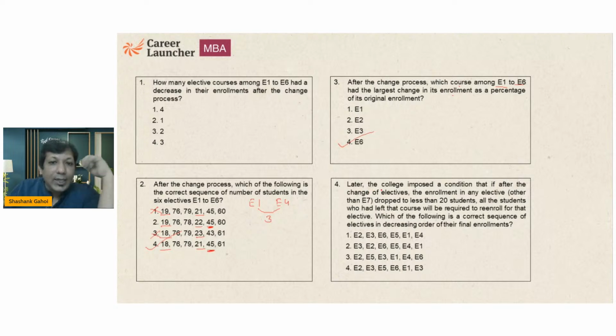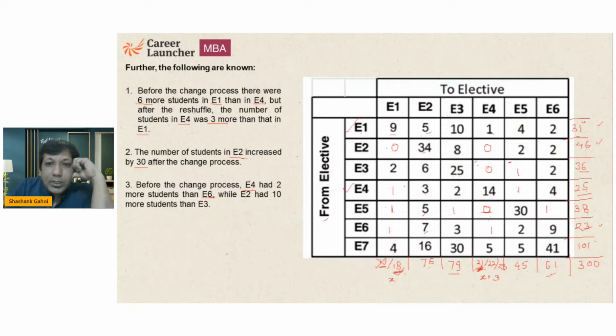Okay. Later, the college imposed a condition that after the change of electives, if the enrollments in any elective dropped to less than 20, then all the students who left the course will be required to re-enroll for that course. Now, which is the correct sequence of the electives after the decrement? Okay. So, which elective has less than 20 students? That is only E1. E1 had 18 students. So every student who has moved from E1 has to come back to E1.